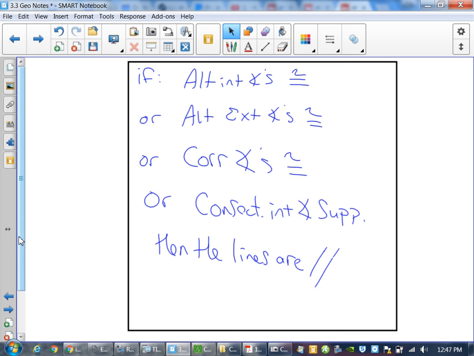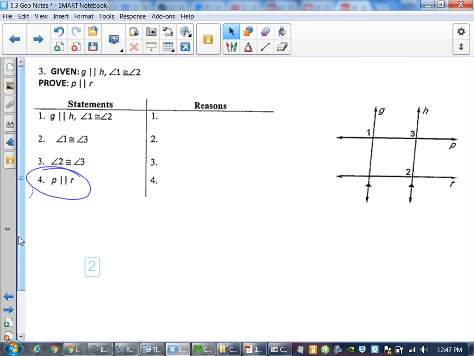All right. So going back to it, we had lines were parallel, and 1 is congruent to 2. So G and H are parallel to one another, and 1 is congruent to 2. So after that, looking at our two parallel lines from the transversal, why is 1 congruent to 3?